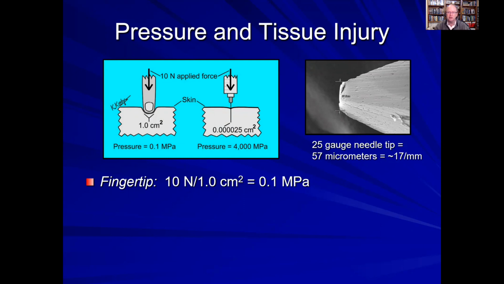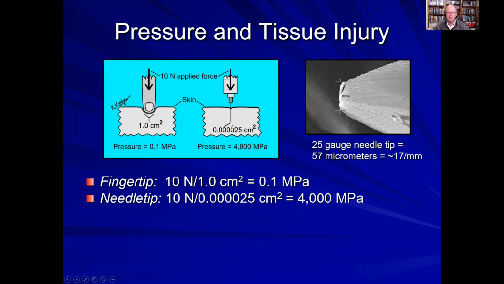Let's first of all take the example here of a fingertip of approximately 1 square centimeter pressing on the flesh of, let's say, our forearm with 10 newtons of applied force. That's about 2¼ pounds of force. And the same amount of force being applied to this hypodermic syringe and a needle. When we start looking at the fingertip, since it's 1 square centimeter, that force is going to produce a pressure of 0.1 megapascal.